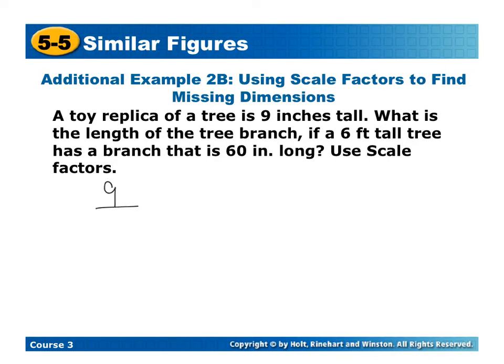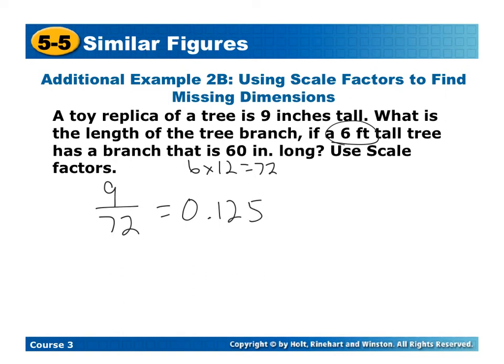Now the problem here is the 6 feet is not in the same dimension, so we have to change our feet to inches. So I'm going to do 6 times 12, which gives us 72. So the 72 is actually what's going to go in the denominator. If I do 9 divided by 72, I'm going to get 0.125.